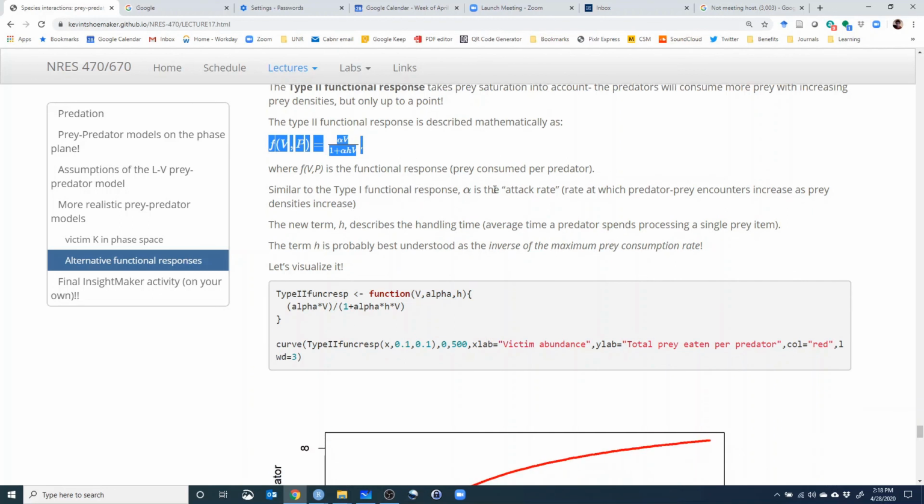We have something called the attack rate, at which predator-prey encounters increase as prey density increases, which is analogous to the alpha term in the type 1 functional response. We have another term, H, that describes the so-called handling time, or the time it takes to process and digest potentially a single prey item. And that allows there to be a limit in the total number of prey that can be eaten per time period by a predator, because there's this handling time.